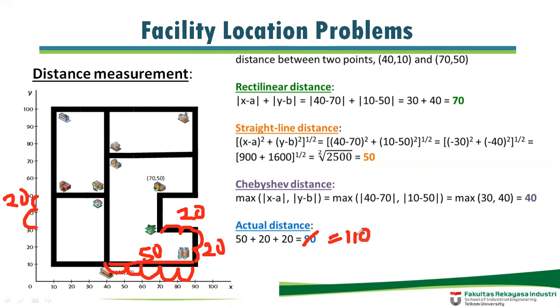So the actual distance is just like measuring the actual path that we go through to the other side. So that's the explanation of each method if you want to know the distance between facilities.